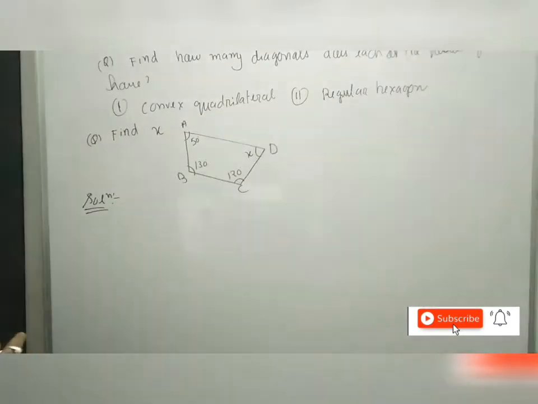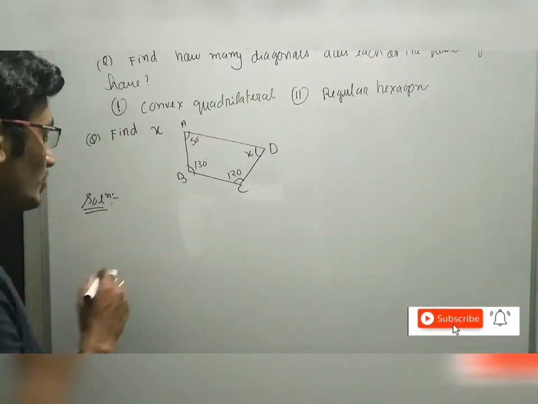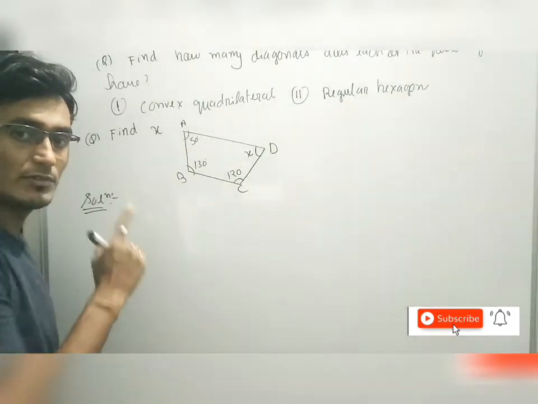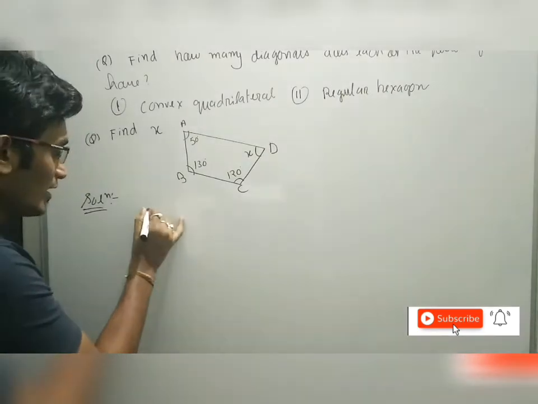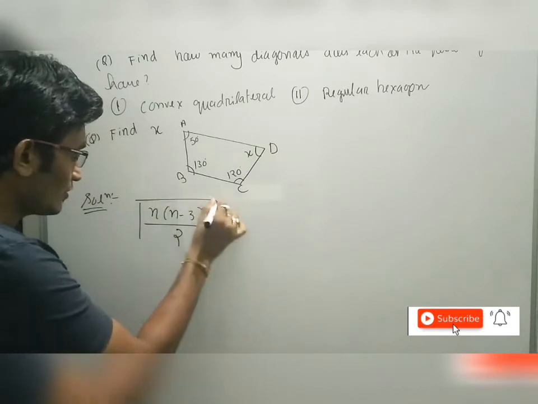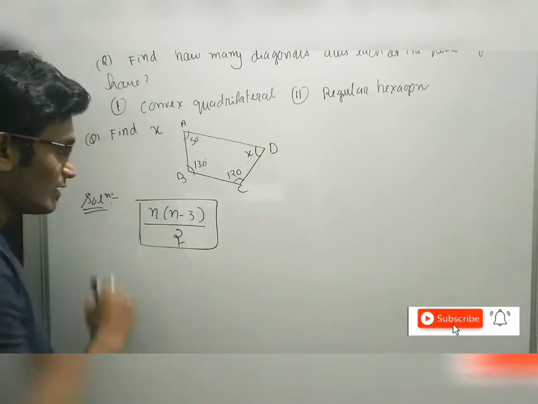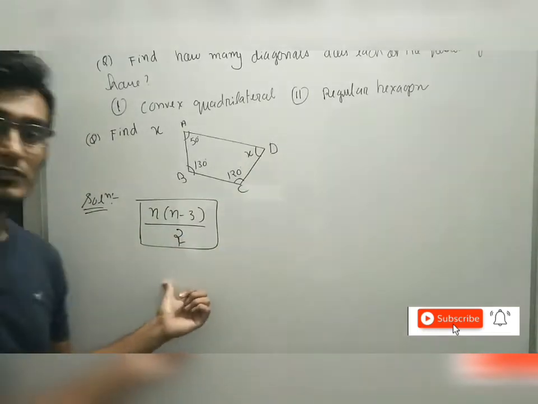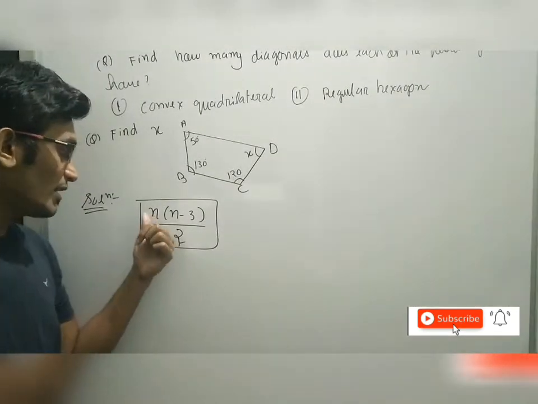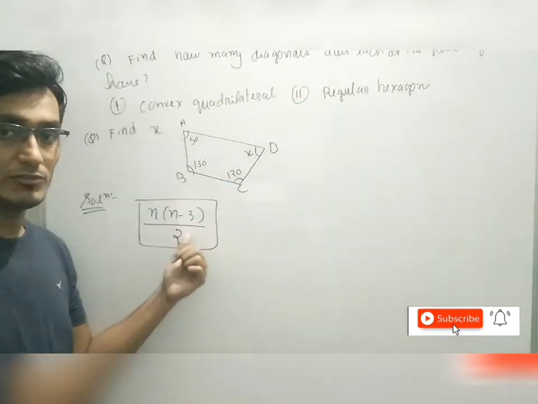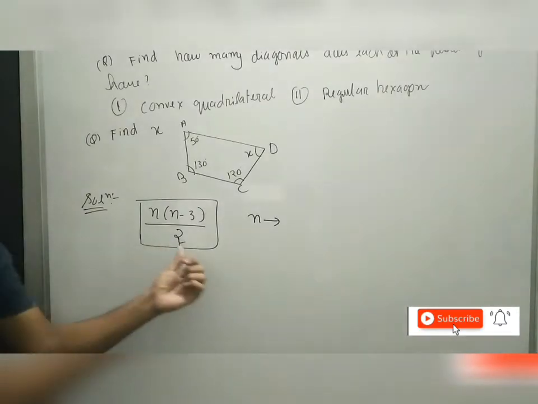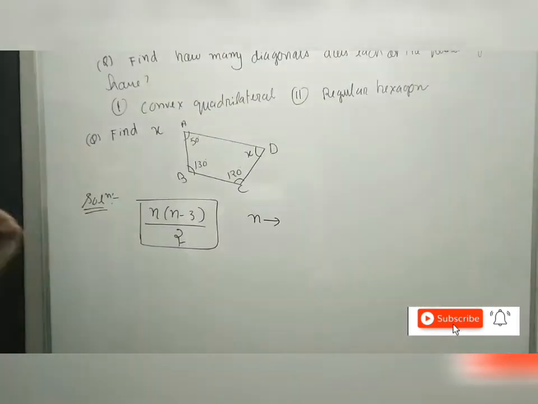How can you find out the number of diagonals? I'll give one important formula. The number of diagonals of a regular polygon is n into (n minus 3) divided by 2. This is one of the important formulas which we can use to find the number of diagonals of a regular polygon, where n means the number of sides.